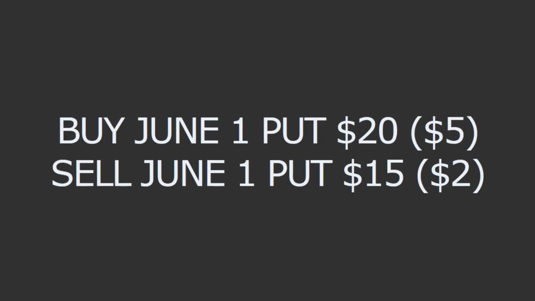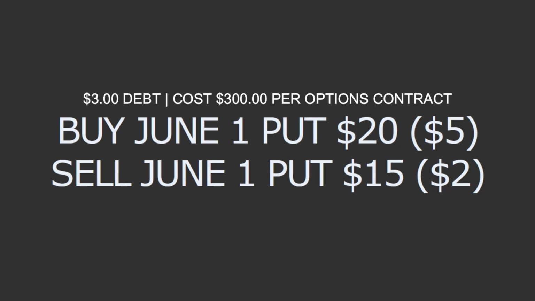On a debit spread, same thing. Buy one June put option, strike price of $20 for $5. I'm going to sell one June put option for strike price of $15 for $2. So you pay $3 or $300 per contract, and that's the most that you're going to lose on this trade.